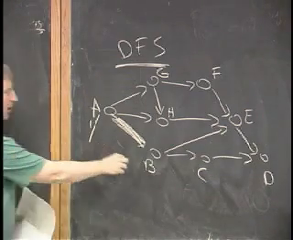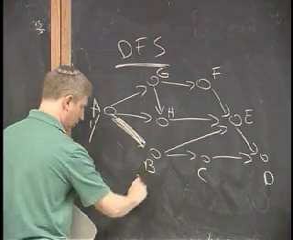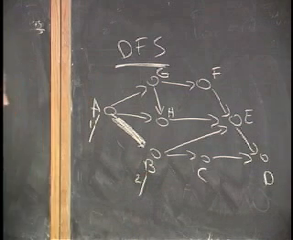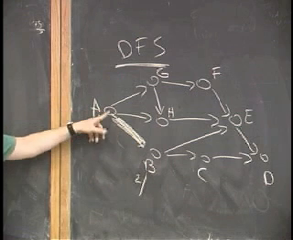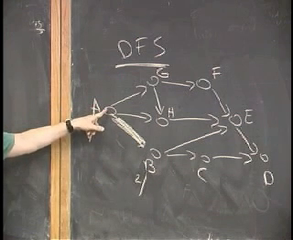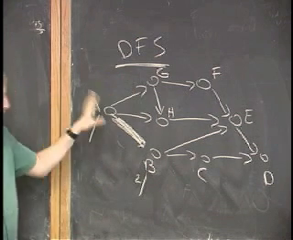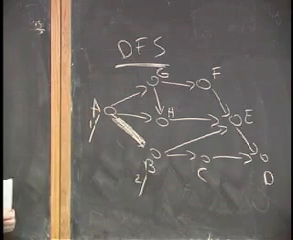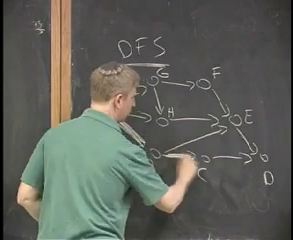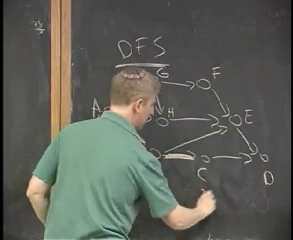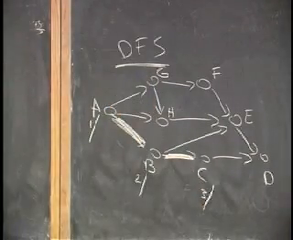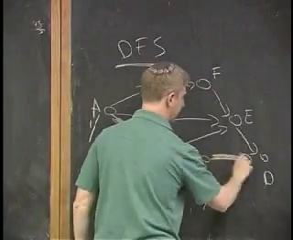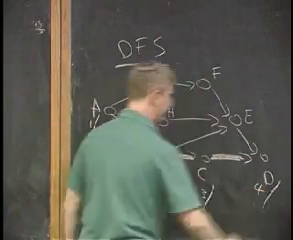And now what's the start number for B? 2. And now we move on. Remember, A is waiting. When we come back to A, what's the next thing we're going to look at? G. Okay, but it's waiting. Now we're doing a recursion on B. Where do we go from B? C. Good. So that's a tree edge. And now C is 3. And then we go further deeply to D. That's a tree edge, and now D is 4.